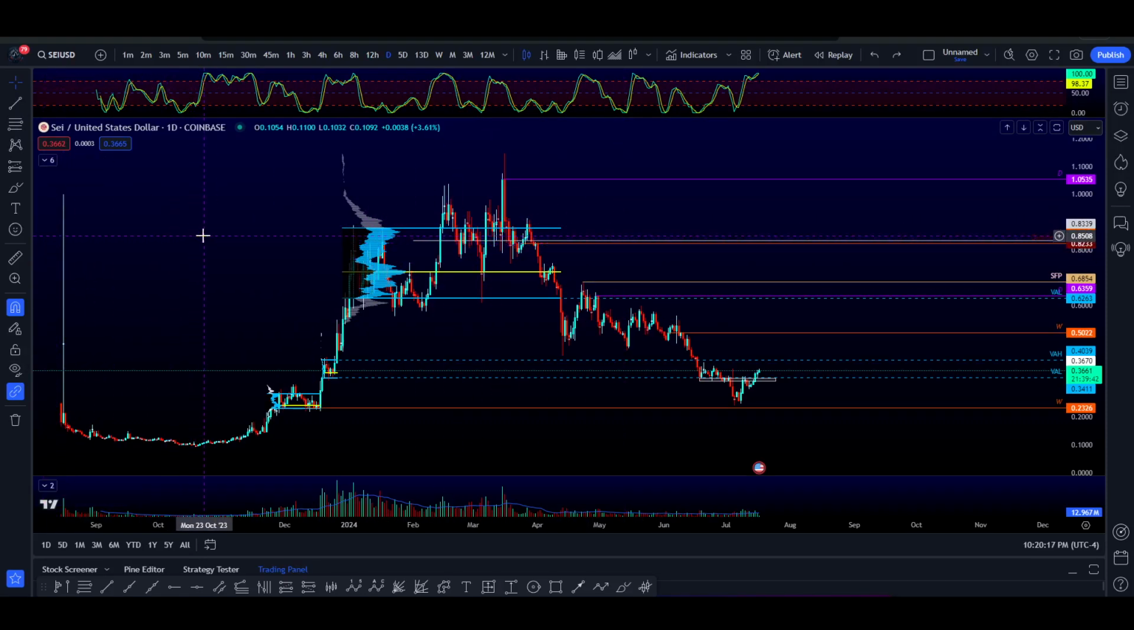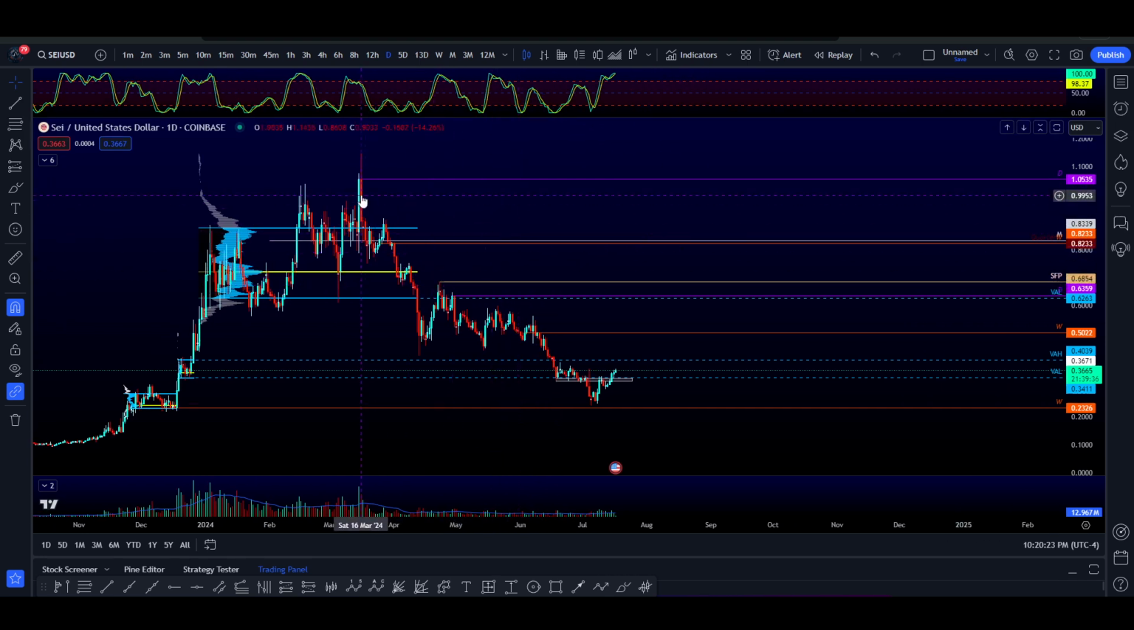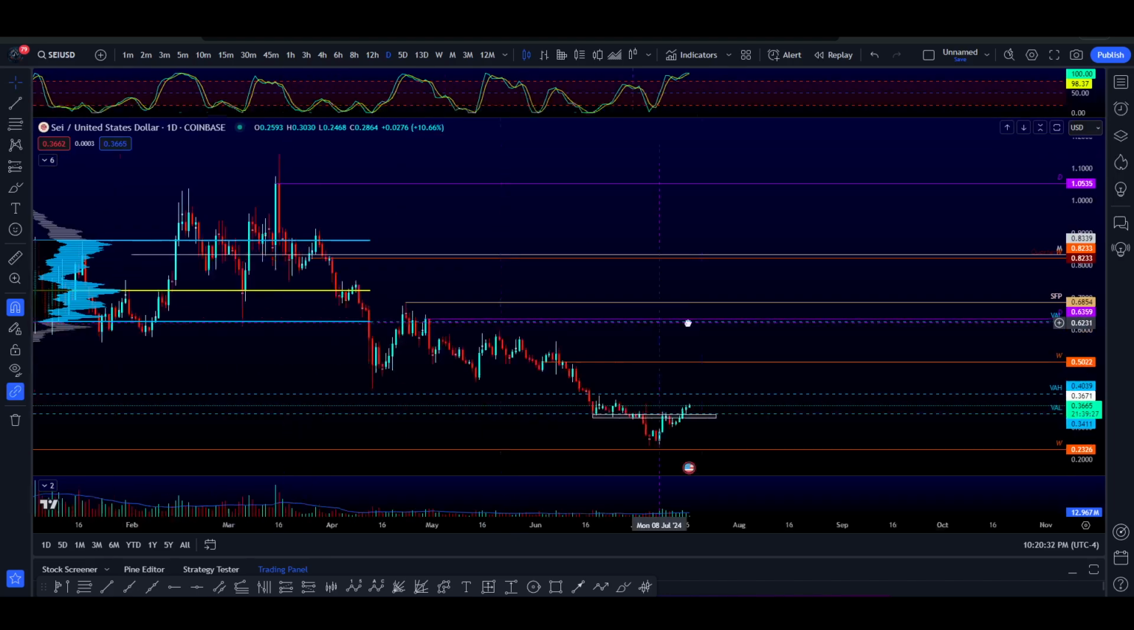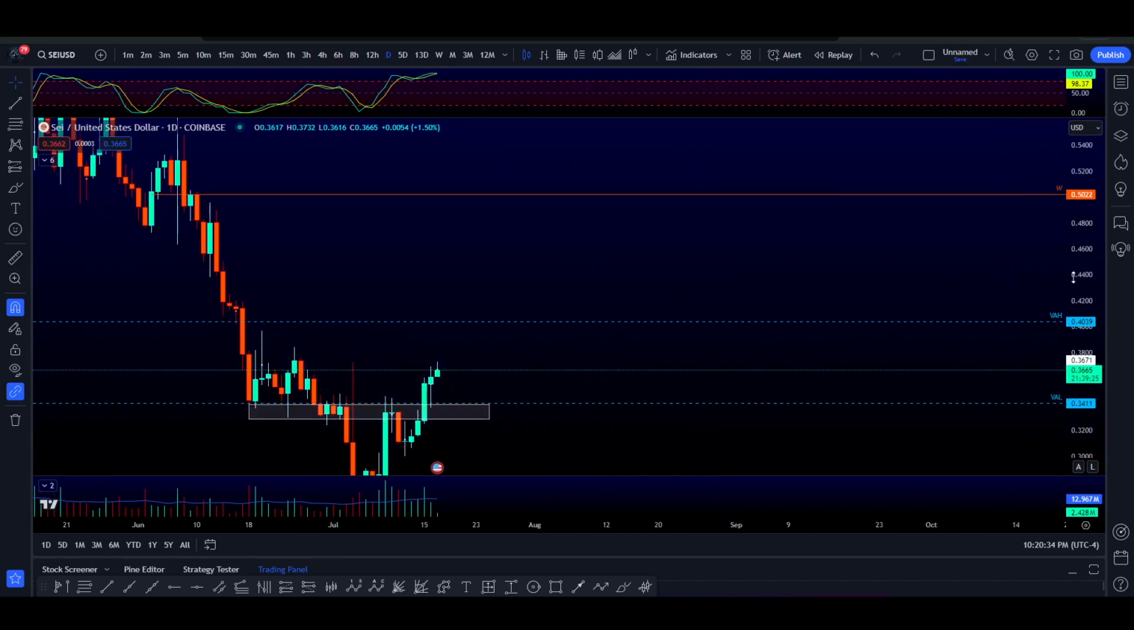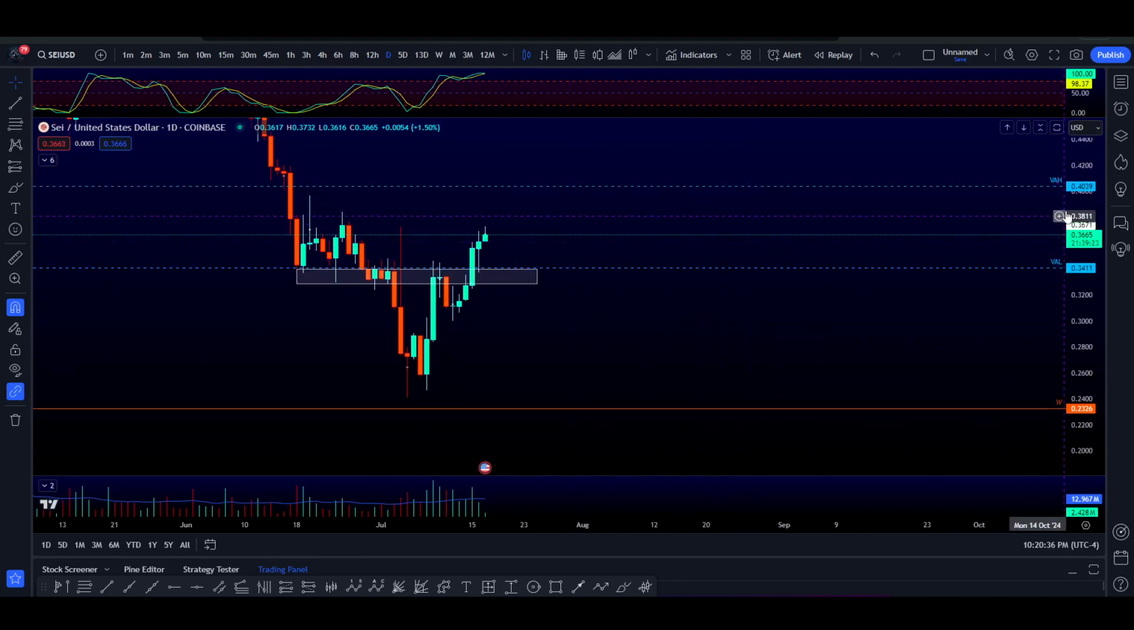Today I wanted to go over SEI USD on the Coinbase chart. As you can see, massive sell-off. We're currently bouncing after flipping the value area low into support. Let's go ahead and zoom in really quick. It's going to be a very quick review like always, very straightforward.